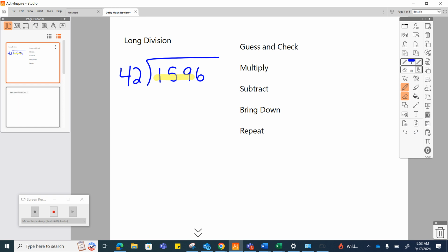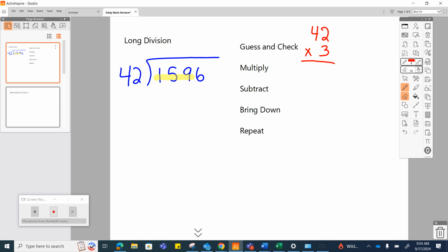And what I would do is I would look at the 4 and the 15 and say 4 goes into 15 3 times without going over. So that's what I'm going to guess and check. I'm going to say 42 times 3. Remember, I tell students, do your guess and check to the side or on a separate piece of paper. But do it organized so that if you need to have multiples of 42 again for another problem, you have it.